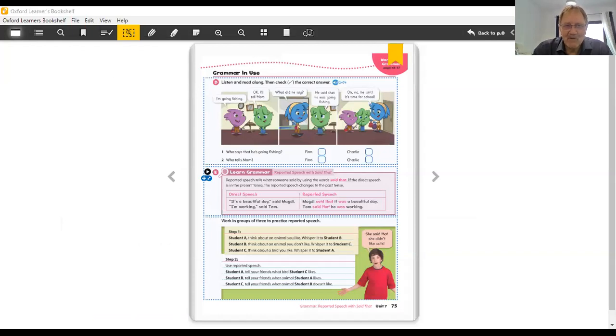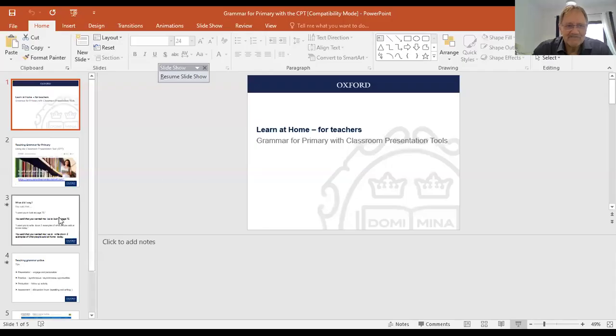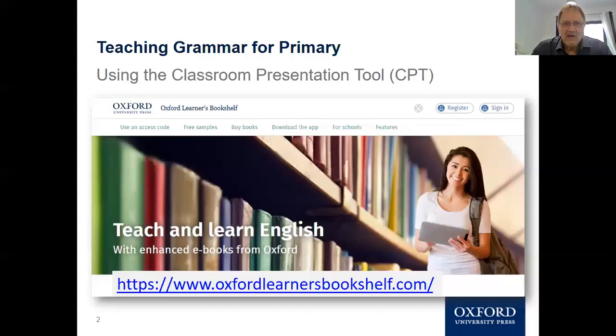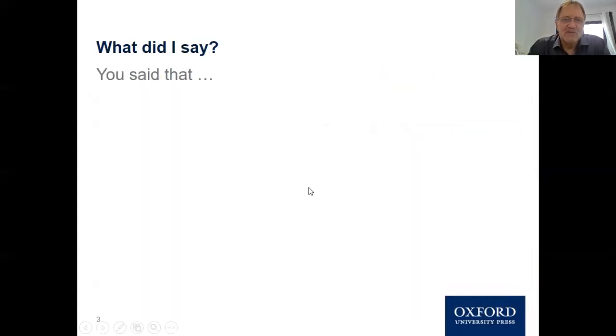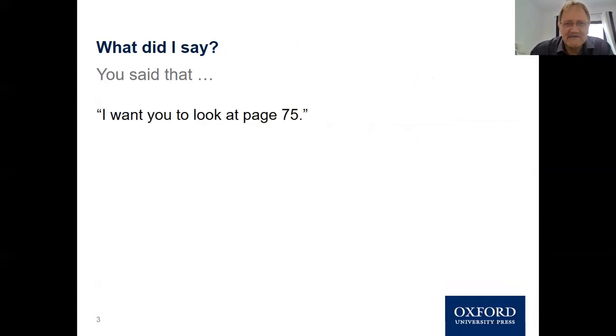Now, when we are considering grammar, if we don't have that lovely video function that is on the CPT, we can also do a little summary of what our instructions have been. For example, what did I say, kids? So this would be live, synchronous. Look at my example, kids. I want you to look at page 75. What did I say? Begin.